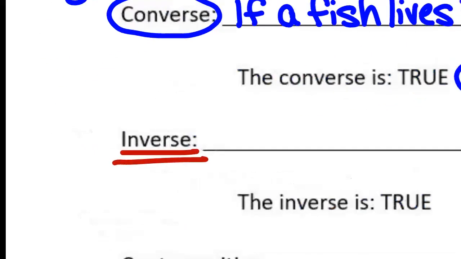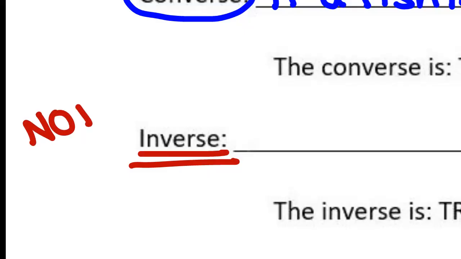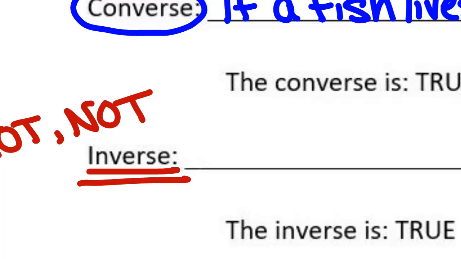For inverse, we put not with the hypothesis and not with the conclusion. But we do this from the original conditional. So I'm going to go all the way back to my original conditional. If a fish is a tang, then it lives in salt water. What would the inverse look like? That's perfect. If a fish is not a tang, then it does not live in salt water.